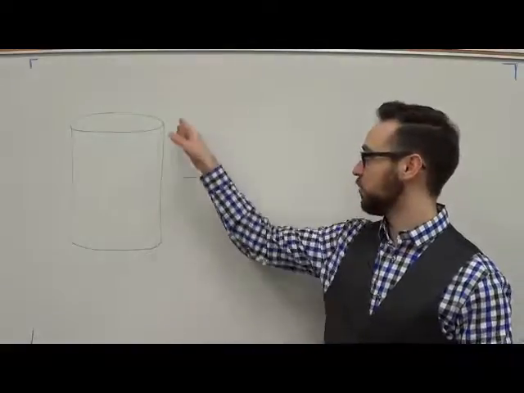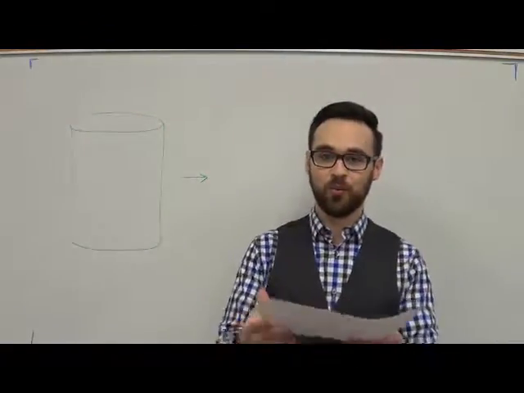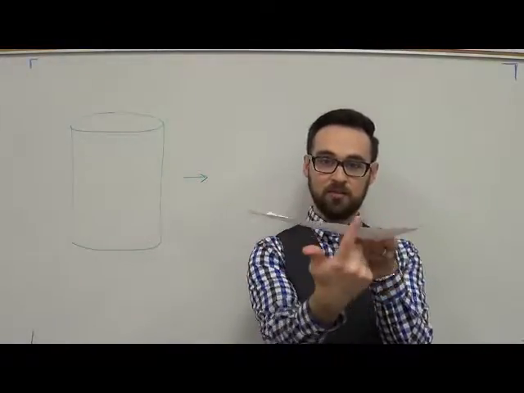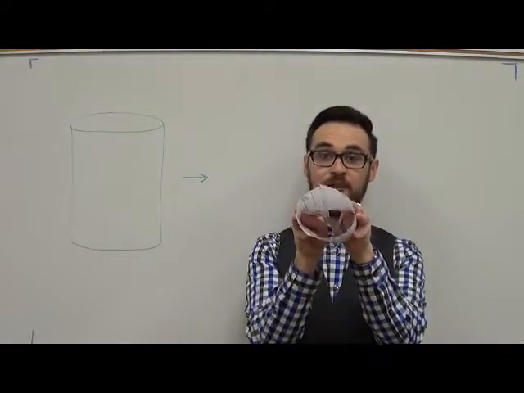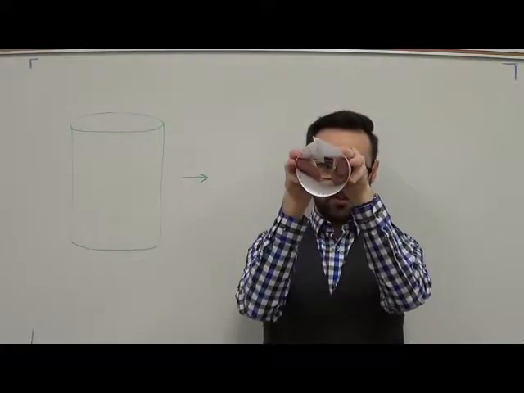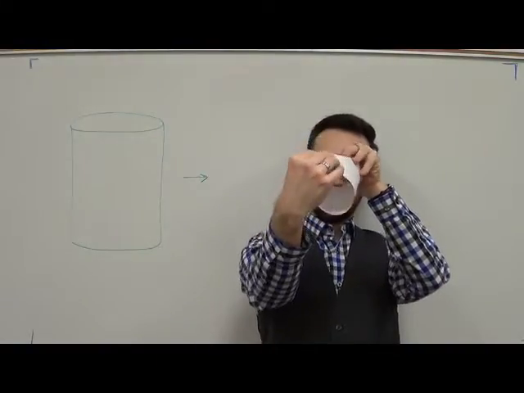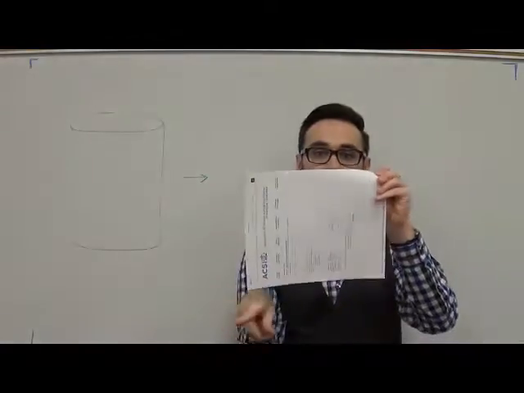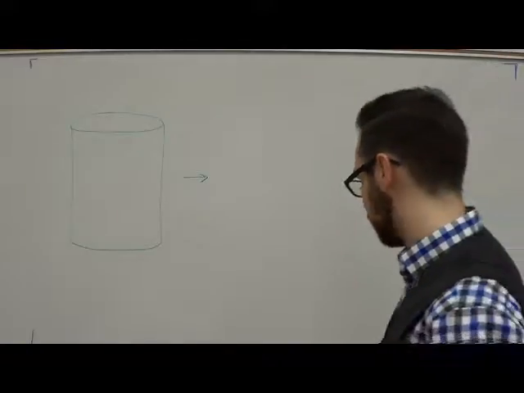Now, we know that the height of that rectangle is the height of the cylinder. The length of my rectangle is formed by the circumference of the circle. So notice, that circumference going around right here, when you undo it, gives you the length of your rectangle, right? So that's how we're going to find the surface area.